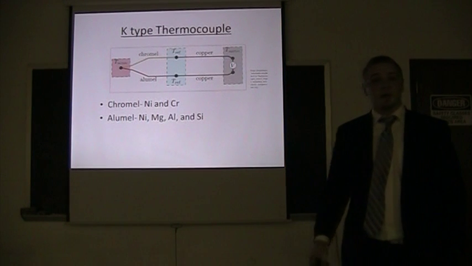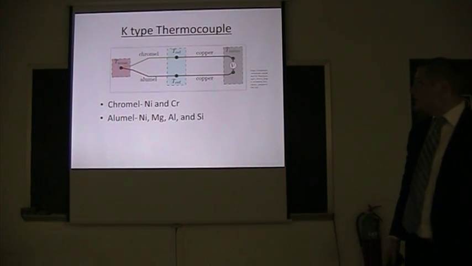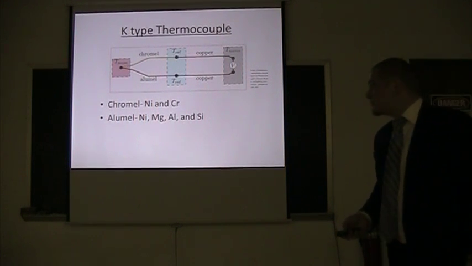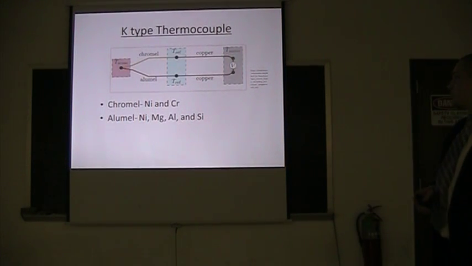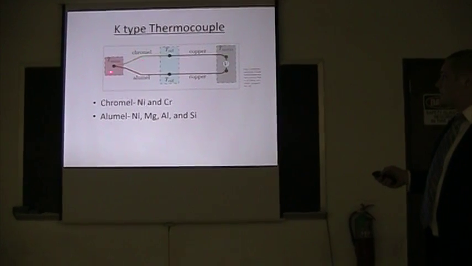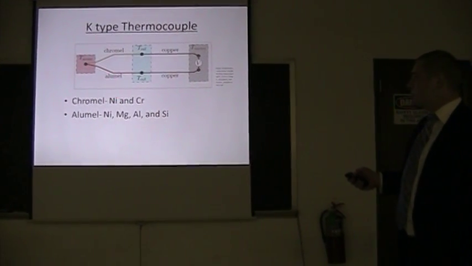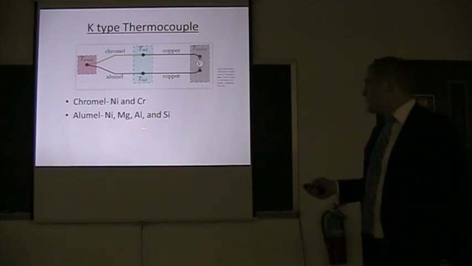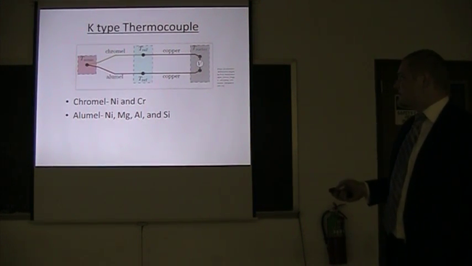First, I'm going to start talking about the K thermocouple that we use. This is a diagram of a generic one that I found on the internet, but it gives you a good sense of how the thermocouple works. For the K type, we have a chromel and an alumel. Chromel is made of nickel and chromium, and alumel has four different elements in it.